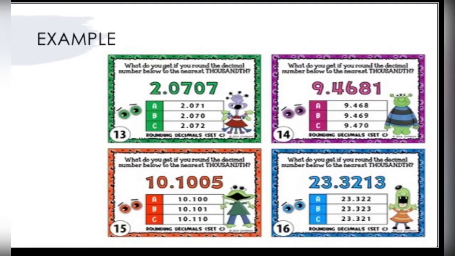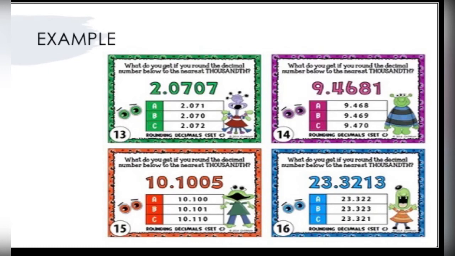Now we have 4 examples which are asking us to round to the thousandth place. We have to find the digit in the thousandths place. So for the green card, number 13, which digit is in the thousandths place? The 0, the second 0, great. So we look at the 7. The 7 is more than 5, so that 0 is going to become 1 with the other numbers behind it becoming a 0. So would the answer be A, B, or C? If you said A, good job.